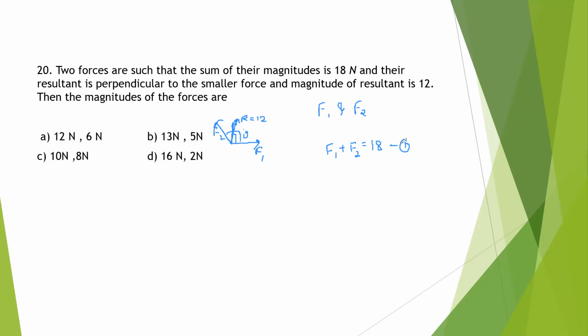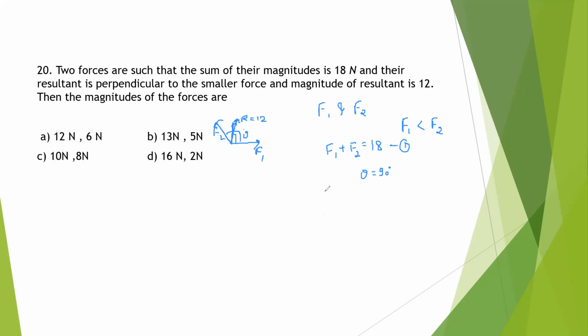Then, the resultant is perpendicular, meaning the theta value is 90 degrees. The resultant is at 90 degrees to the smaller force, and the magnitude of the resultant is given as 12. The angle between F1 and R is 90 degrees. One force is smaller and one force is bigger, which we need to understand. Here we can assume F1 is less than F2. Now, what is the angle formula here?